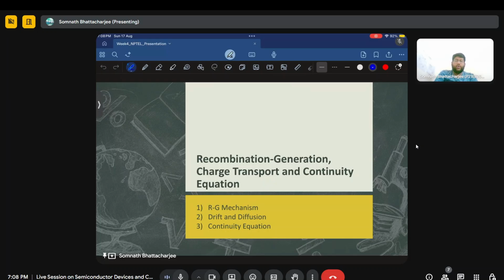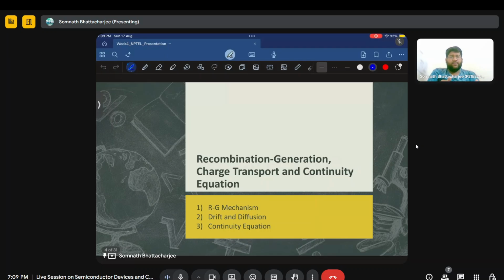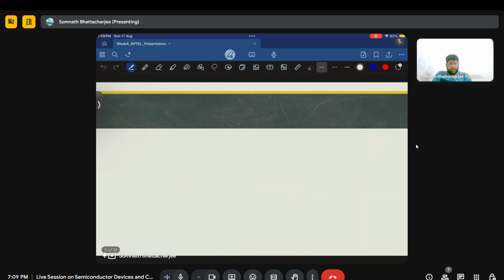This week, I'll briefly describe these phenomena, and then we'll move towards the problem sides. From the next week, we'll move towards the main topics, that is the metal semiconductor junctions, PN junctions, PIN junctions, and those things. After that, we'll move towards the transistor, which is the main aim of our course. So this is the last week that describes the basic things of this course. First, we'll move on to the basics of the RG mechanism.